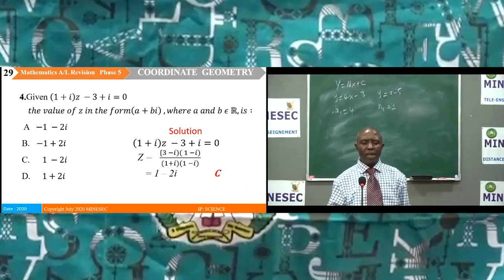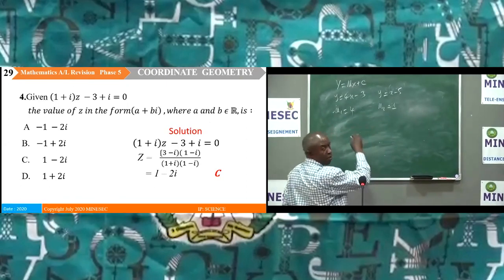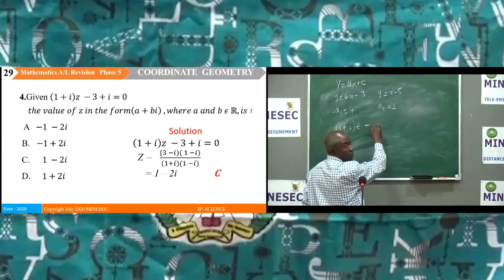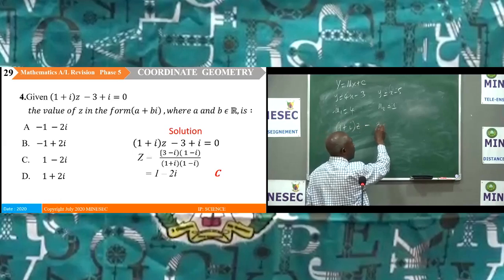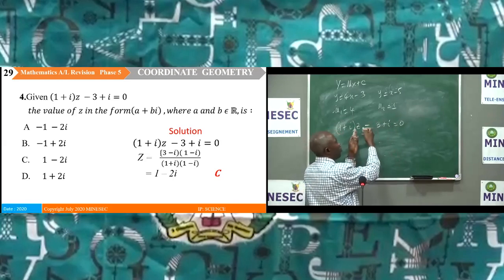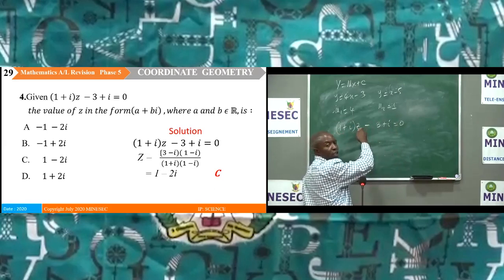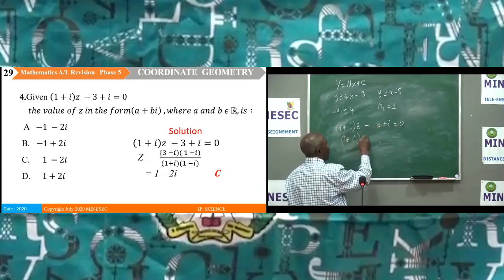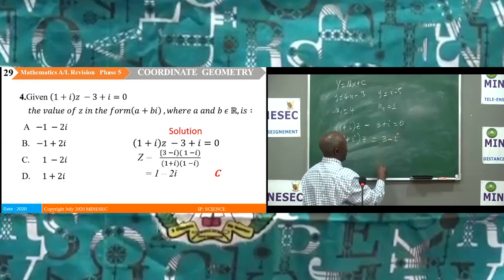Given the complex number (1 + i)z - 3 + i equal to 0, find the value of z in the form a plus bi. The first thing is we need to make z the subject of this equation. What are we going to have there? We'll have (1 plus i) z is equal to 3 minus i.